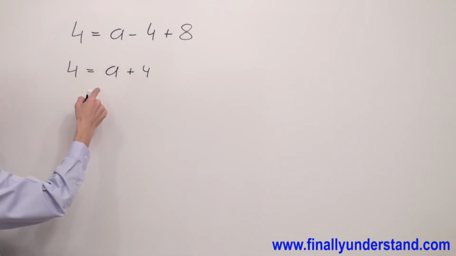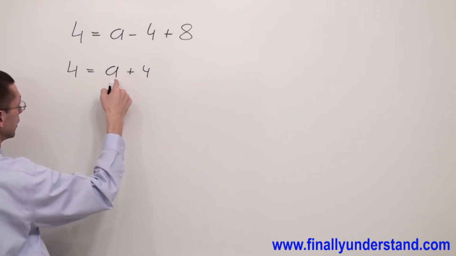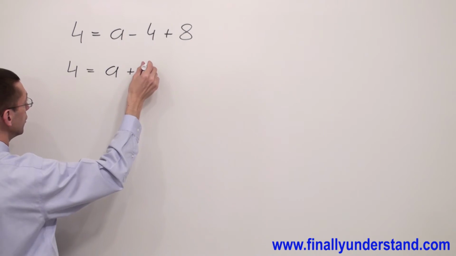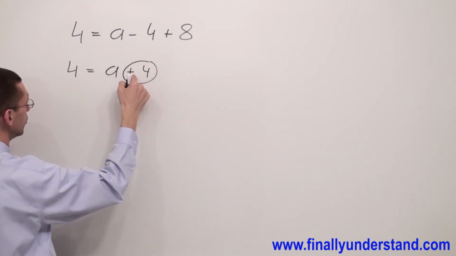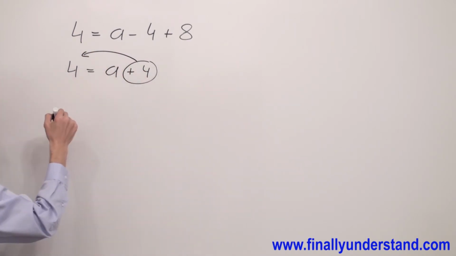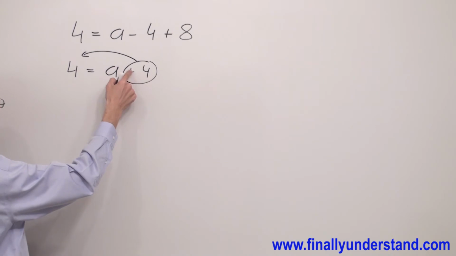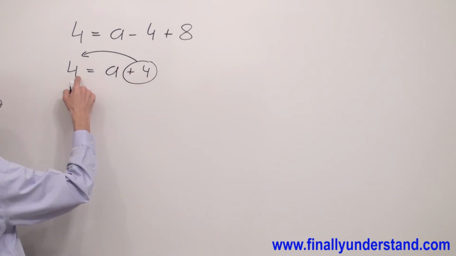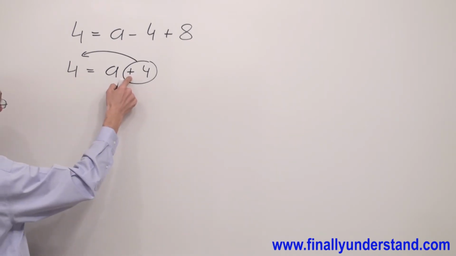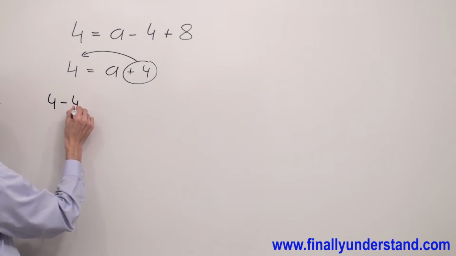In order to find the value of a, I'm supposed to eliminate this 4 from the right side of my equation. Anytime you add or subtract, you're supposed to move the variables or numbers. So that's why I'm going to move positive 4 to the other side of the equal sign. Remember, anytime you move the number or variable or the whole term to the other side of the equal sign and the rest of the equation stays at original positions, you're supposed to change this sign from positive in this case to negative. That's why I'm going to have 4 minus 4 is equal to a.